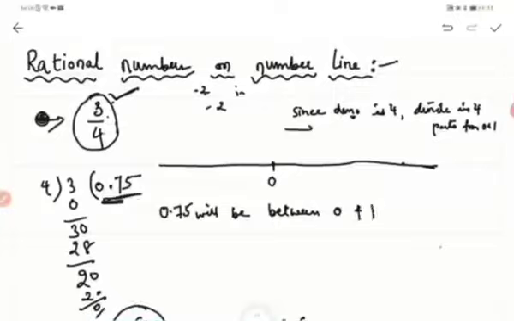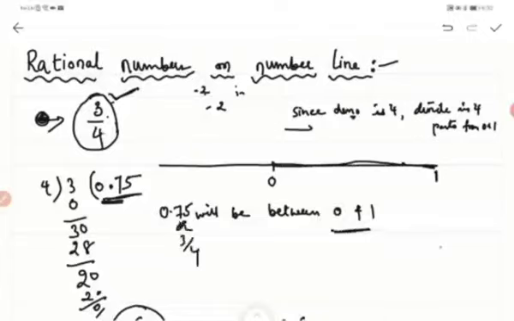Am I correct? Because this 0.75 is a little greater than 0, so this will lie in between 0 and 1. Now I will go on the number line. I'll take 1 somewhere here. Now come to your fraction. You have come to know that this number 3 by 4, which is 0.75, will lie between 0 and 1 somewhere.